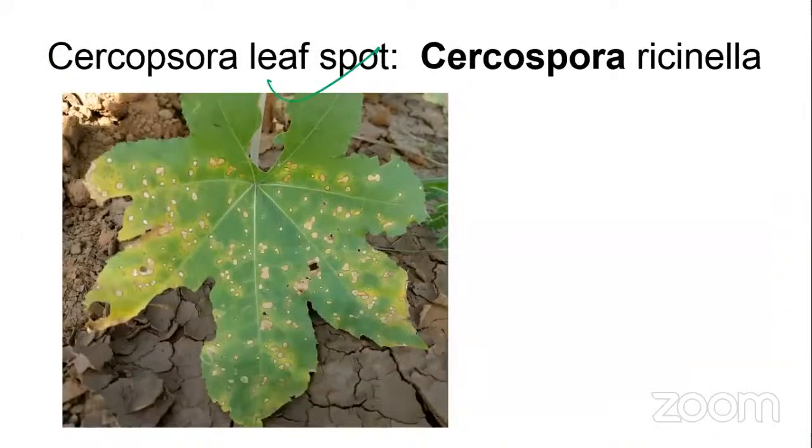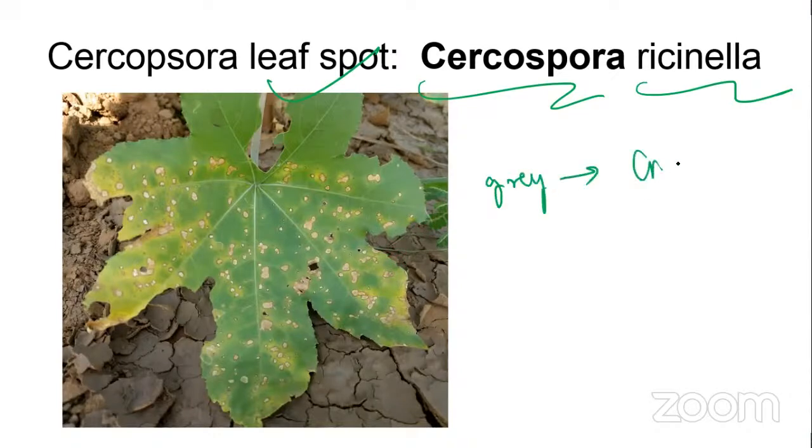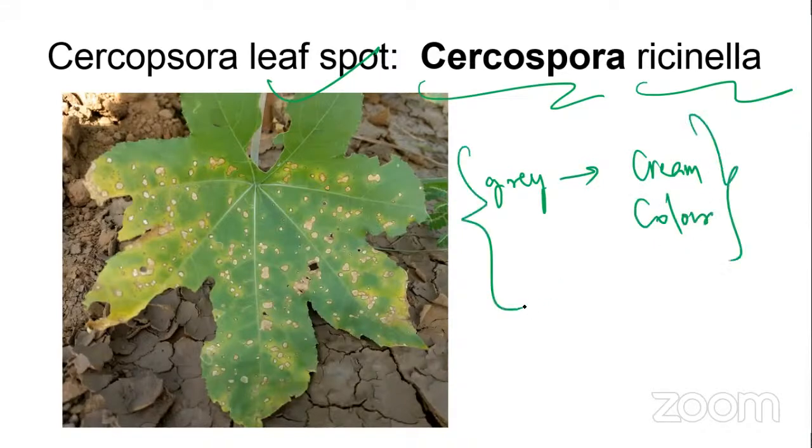Then Cercospora leaf spot, which is caused by Cercospora ricinella. Here the center of the leaf spot can be gray to light cream color. Then the outer margin will be slightly brownish in color, and the outer part of that will be having yellowing. So these are the criteria by which you can differentiate Cercospora leaf spot.